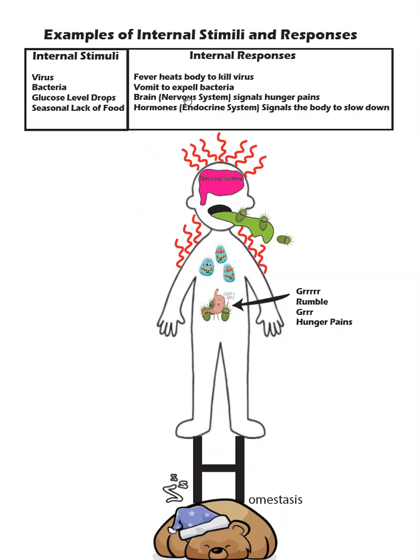Your brain, which is part of the nervous system, will signal to your stomach to have pains and to growl to remind you to eat. Now, as you eat and your glucose levels begin to rise, then your hunger pains and the growling of your stomach will stop. This is all done with the help of the nervous system, which is your brain.